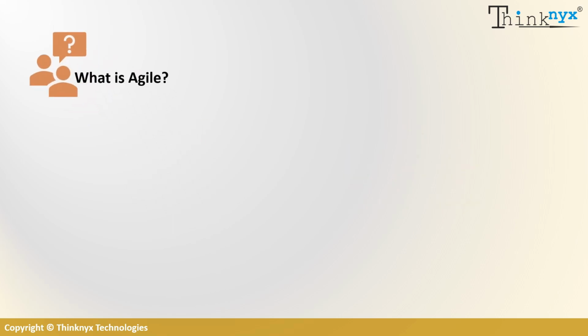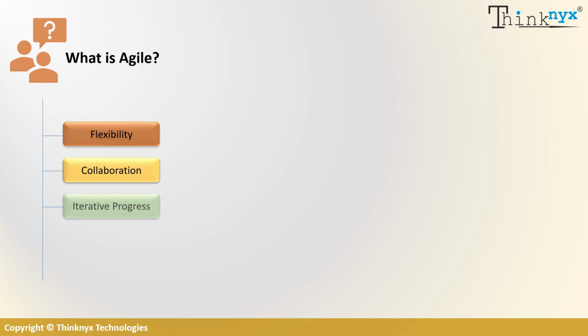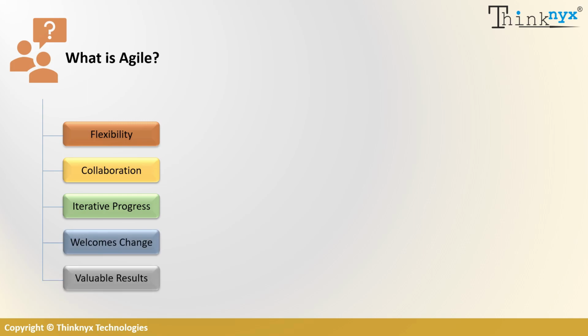Agile is an approach to project management and software development that emphasizes flexibility, collaboration, and iterative progress. It is designed to respond to changing requirements and deliver valuable results in a more efficient and effective manner. At its core, Agile focuses on delivering work in small increments, which is known as iterations or sprints, rather than attempting to complete the entire project in one go.